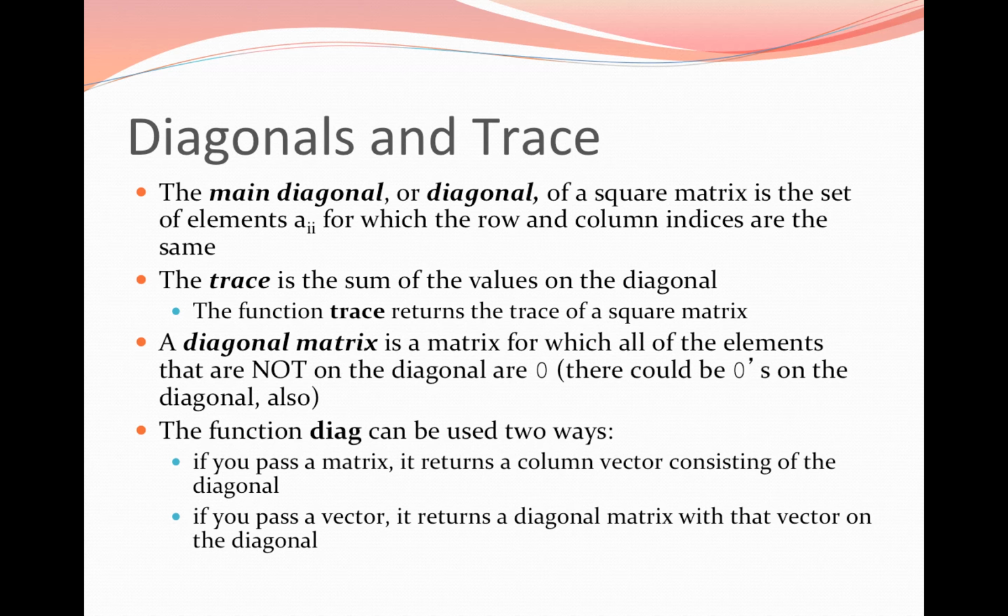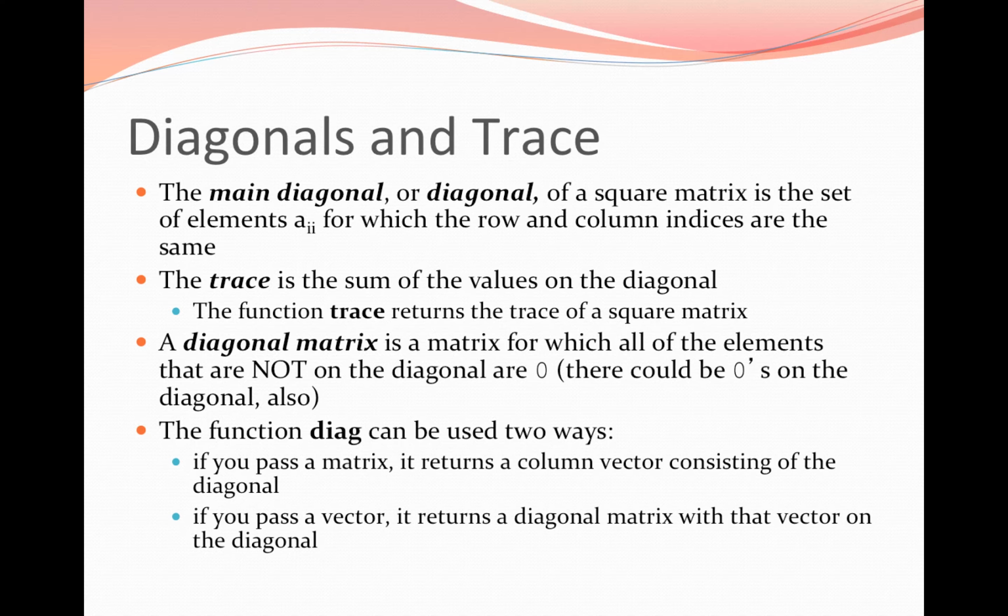We say the main diagonal, or frequently just called the diagonal, of a square matrix is the set of elements A sub ii. So in other words, the row and the column indices are the same. So the matrix sub 1,1, 2,2, 3,3, and so forth. The trace is the sum of these values on the diagonal. MATLAB has a built-in function trace. You pass to it a square matrix and it'll return the number, which is the trace, which is the sum of the values on the diagonal.